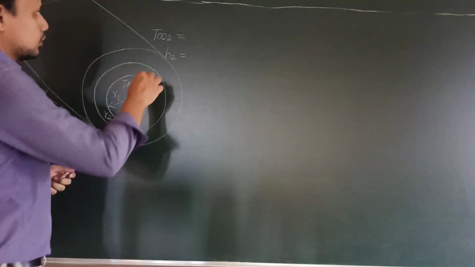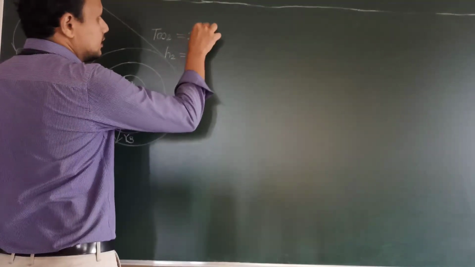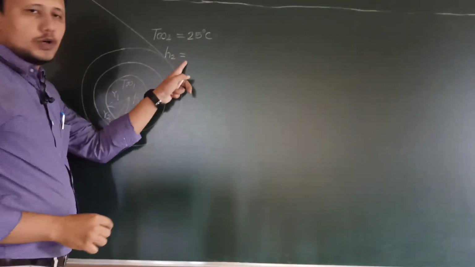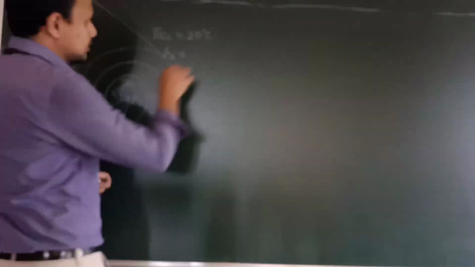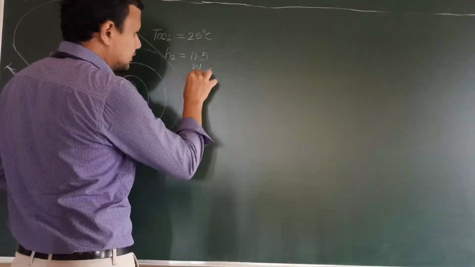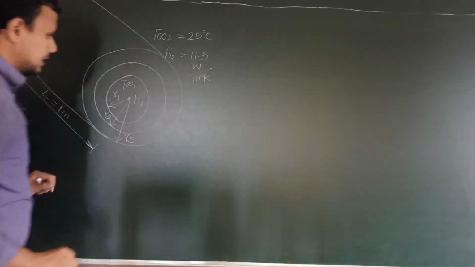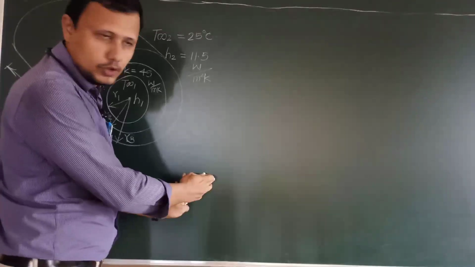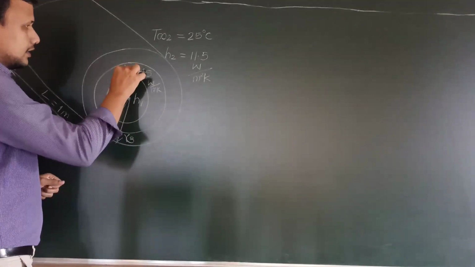So, the ambient fluid temperature is 25 degree Celsius. The heat transfer coefficient on the outside is 11.5 watt per meter square Kelvin. And now we will have to properly organize these units so that they become uniform. There is the thermal conductivity of the pipe, which is given, which is 45 watt per meter Kelvin. You can write it here or you can write it separately, that is your choice. So this is K1, I will call it.